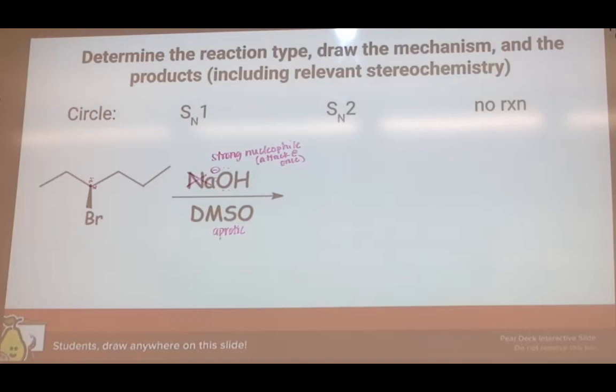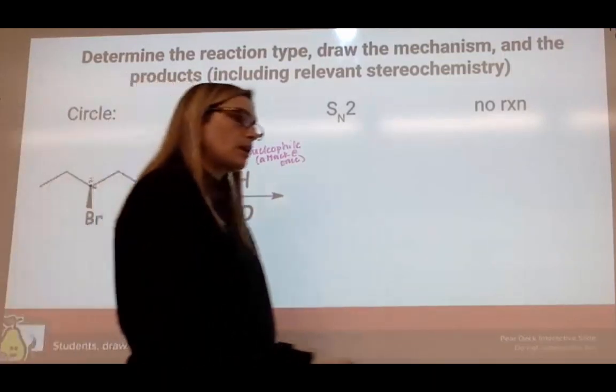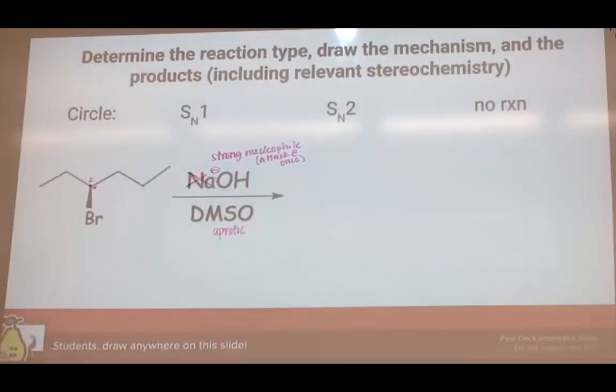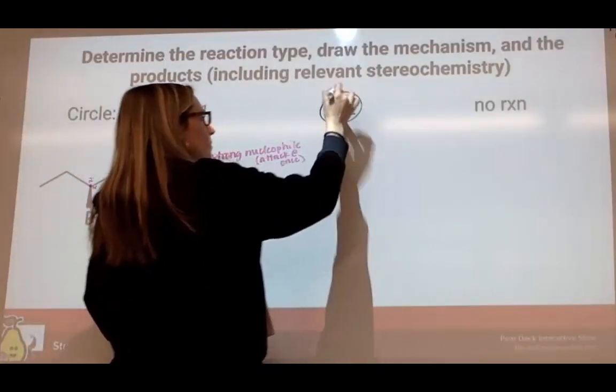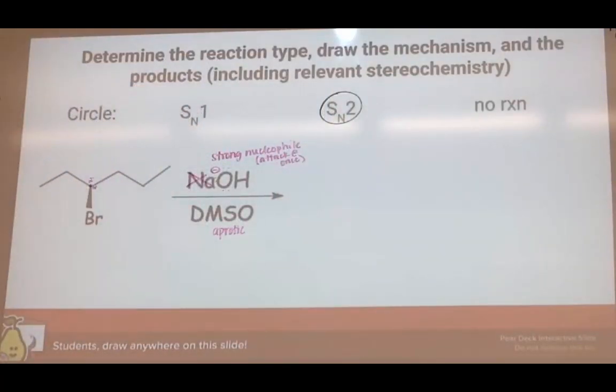and an aprotic solvent. So if you flip back to that recap slide and you look at the type of reaction that can occur, is this more likely to be SN1 or SN2? SN2, right? It's going to be SN2, because a strong nucleophile can attack and kick the leaving group out. It has that strength to attack and kick that leaving group out all at once.